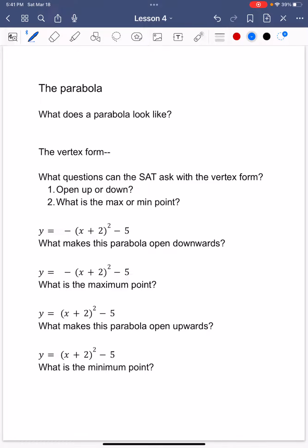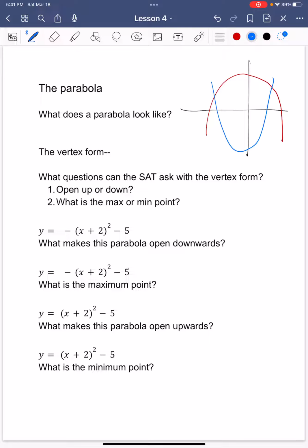Here we're going to be learning about the parabola and the circle. So what does a parabola look like? A downwards facing parabola looks like this, the red, and an upwards facing parabola looks like the blue.